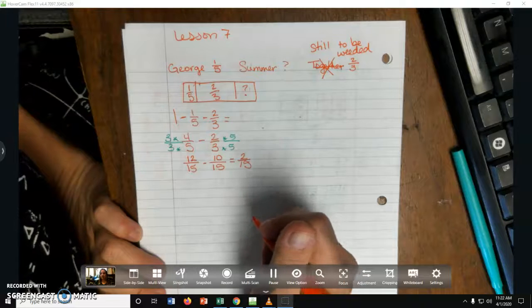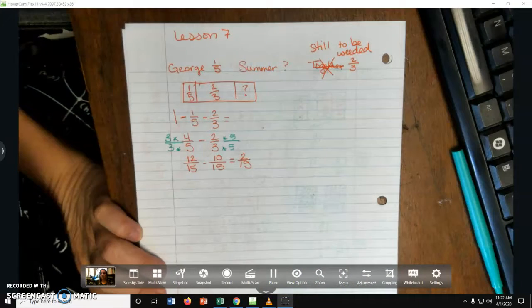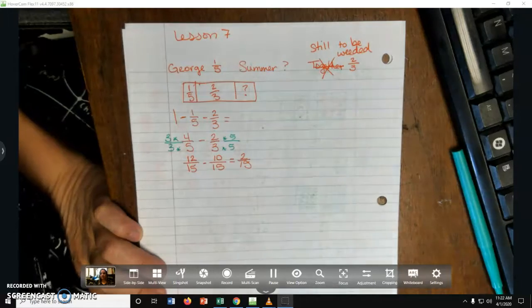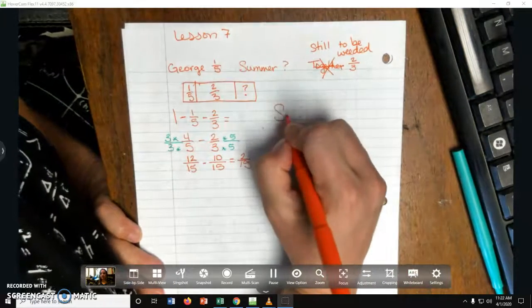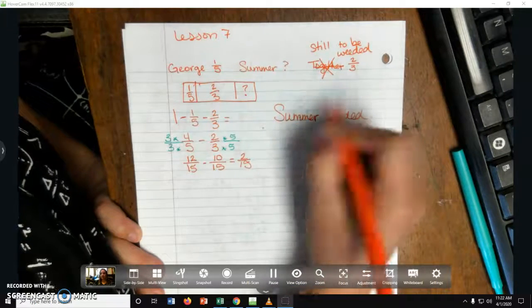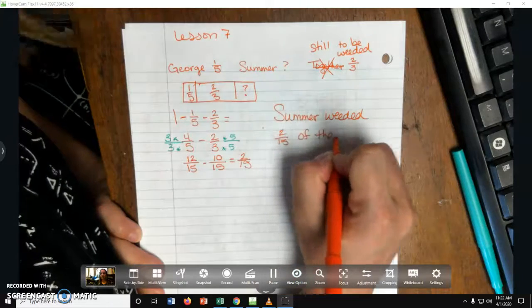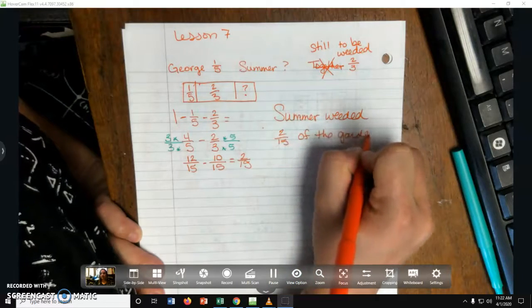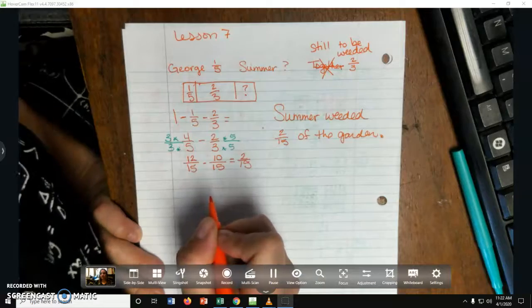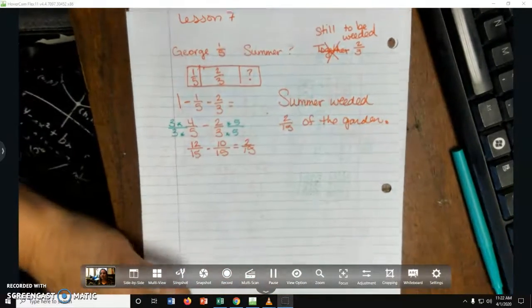So we are going to say, the question asked, what fraction of the garden did Summer weed? Summer weeded 2/15 of the garden, period. Simple as that. All right.